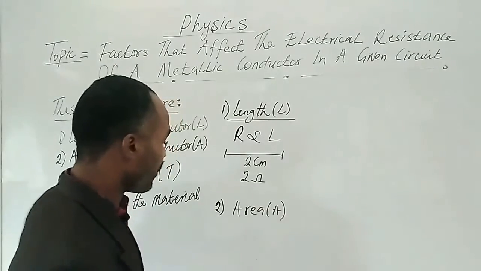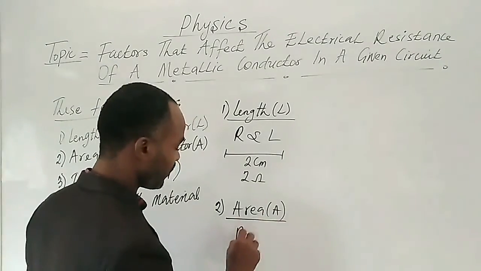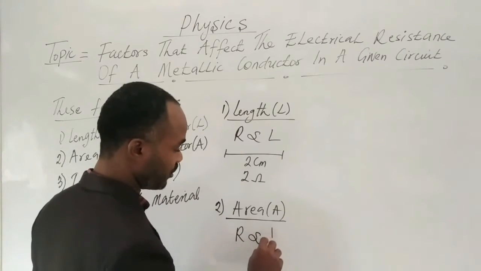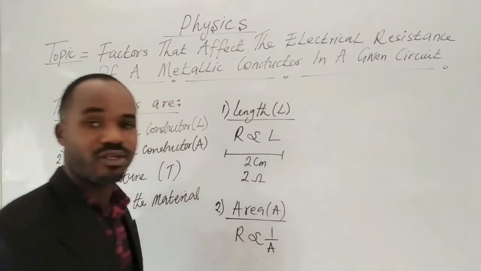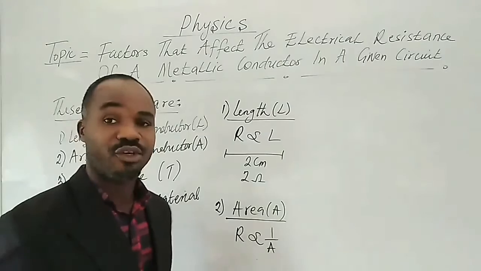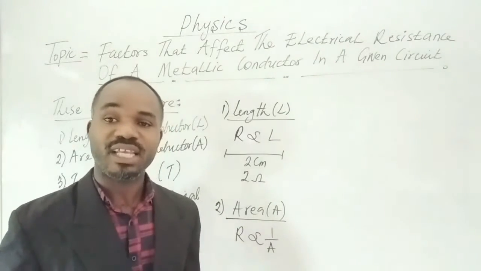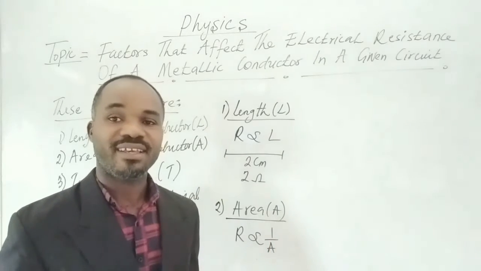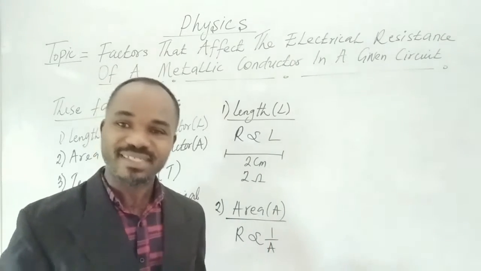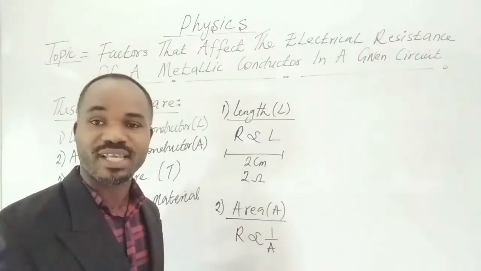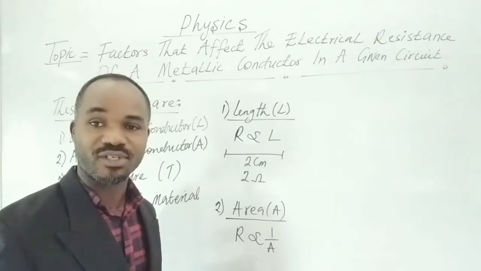Okay, so we represent that with R is inversely proportional to the area of the conductor. The resistance of a metallic conductor with a uniform cross-sectional area is inversely proportional to its area. That is it. And it has been represented mathematically, as you can see on the board.